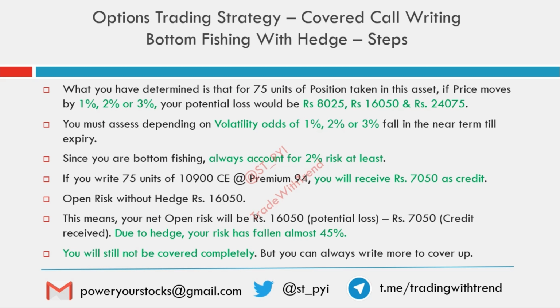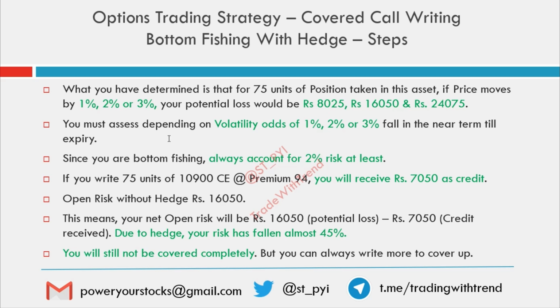So in the previous slide, we have seen that for 75 shares that we have bought in a stock, if the price falls by 1%, we would potentially lose 8,000 rupees. If the stock falls by 2%, we will lose 16,000 rupees. And if the stock falls by 3%, we would lose 24,000 rupees.